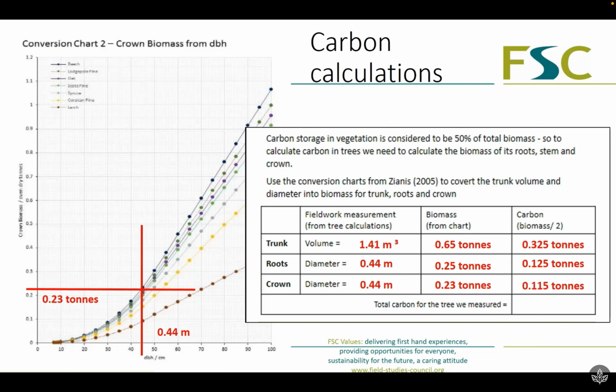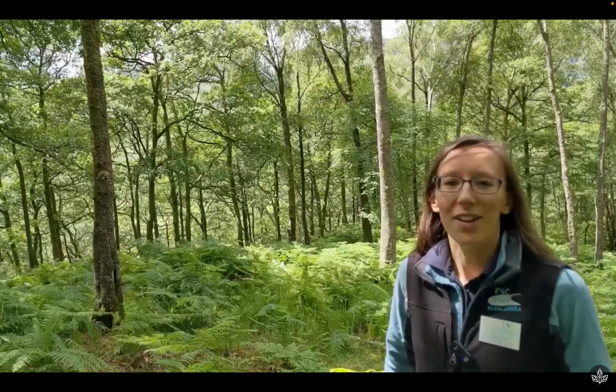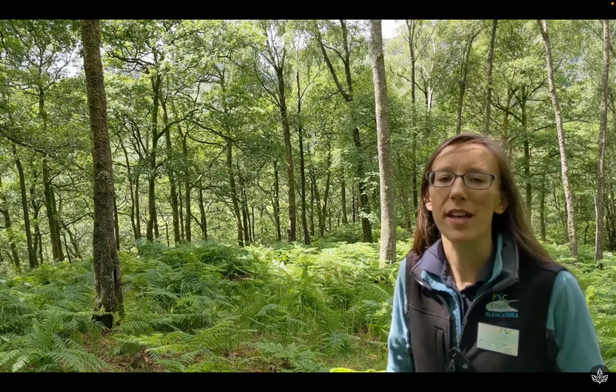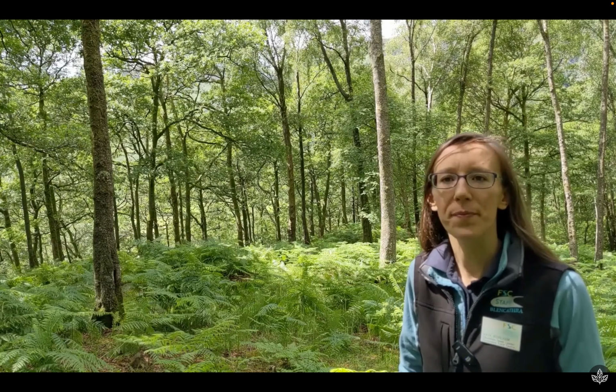So to work out the total carbon for that tree, all I need to do is add those together. And that gives me a carbon content of 0.565 tonnes for that one tree. Great, so we've worked out the amount of carbon in one tree, but what does that mean? Is that a lot of carbon or not?